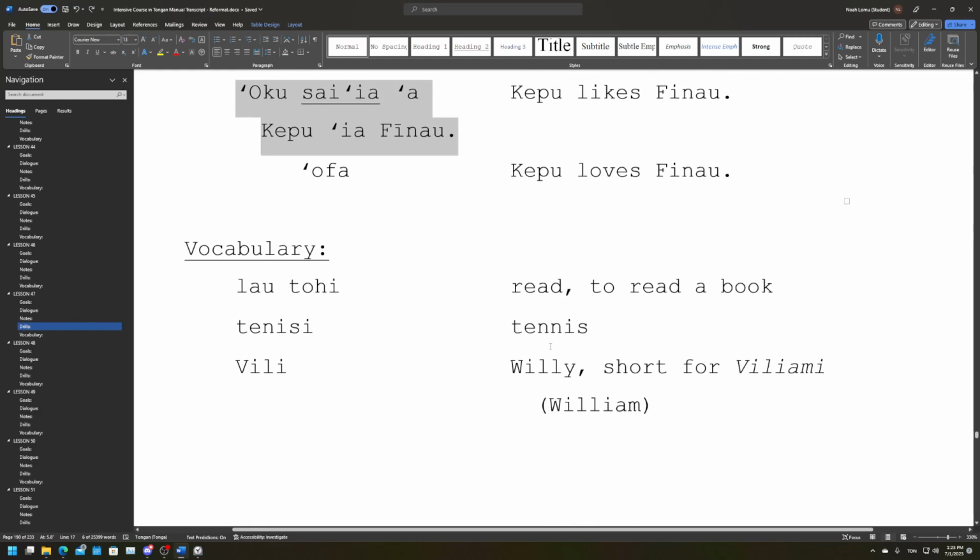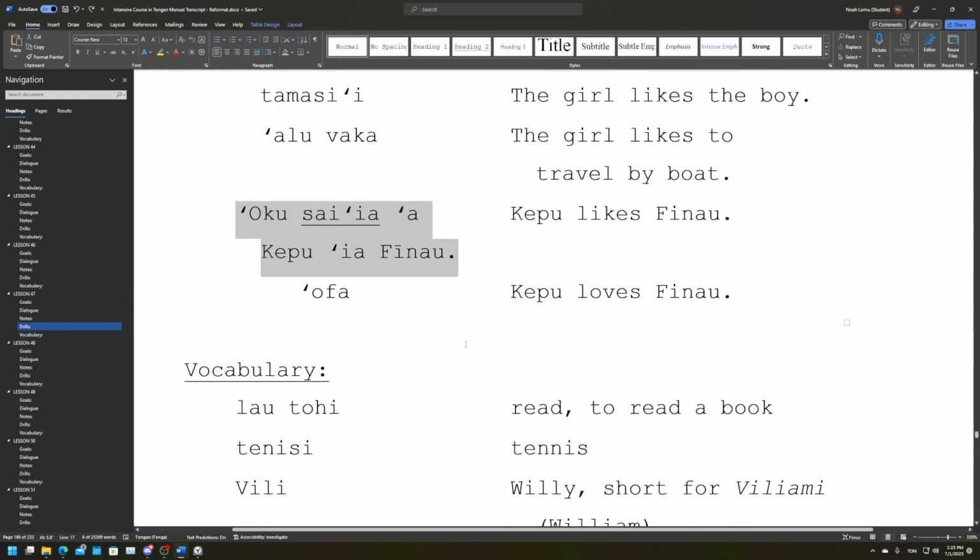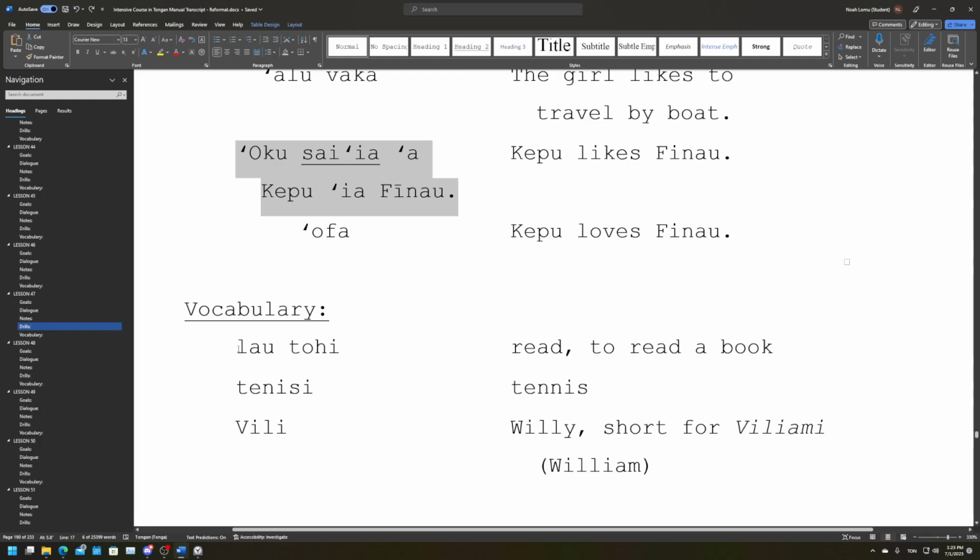Okay, let's review the vocabulary then. So we had three new words. So lautohi is to read a book. This is an answer to one of the questions you were having before. Yeah, so lau means to read, to consider something, to count, and here to read from a book. It can also mean to read out loud. So lau has a lot of different meanings.